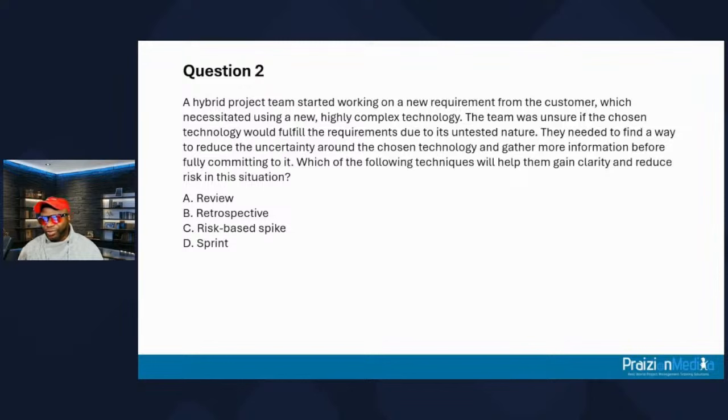Is it A, review, B, retrospective, C, risk-based spike, D, sprint?